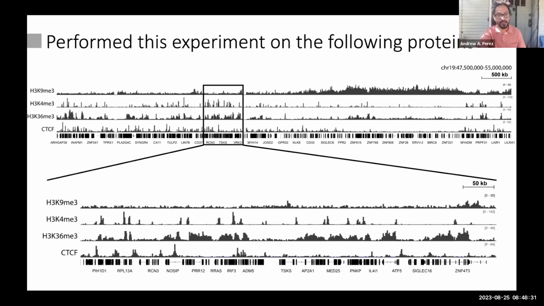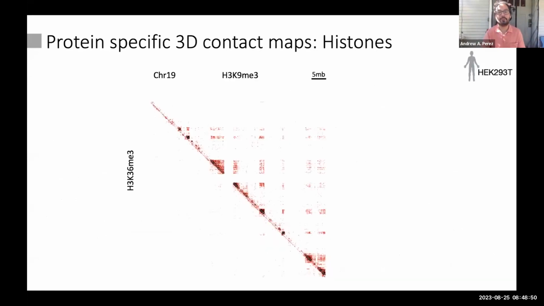We zoom in, we can see that we're getting nice structure of the 1D structure. But what about the 3D structure? And so to look at the 3D structure, we're going to look at my favorite chromosome, chromosome 19, and we're going to compare H3K36 trimethylation and H3K9 trimethylation. And you'll see a very stark contrast here. H3K9 trimethylation has quite a bit of structure to it, while H3K36 trimethylation has much less structure to it. And this is the entire chromosome.